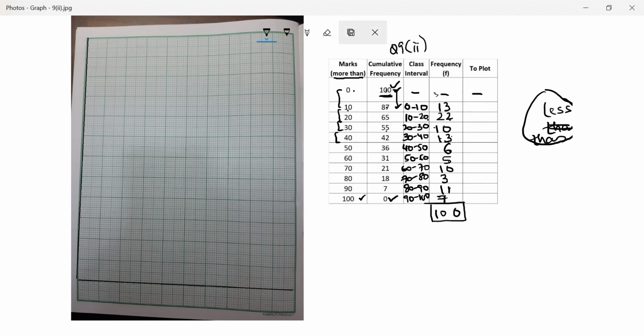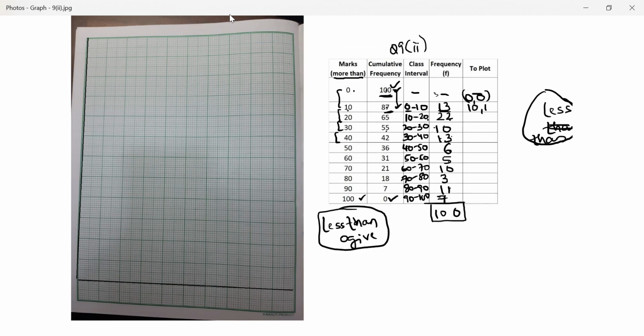Now, in case I have to make a less than ogive for this, because in your syllabus it's only less than ogive, more than ogive is not in your syllabus. So what will I plot? I will plot 0 with 0. Next is 10 with, do I plot it with 87? No, I will plot it with 13. Next, do I plot 20 with 22?